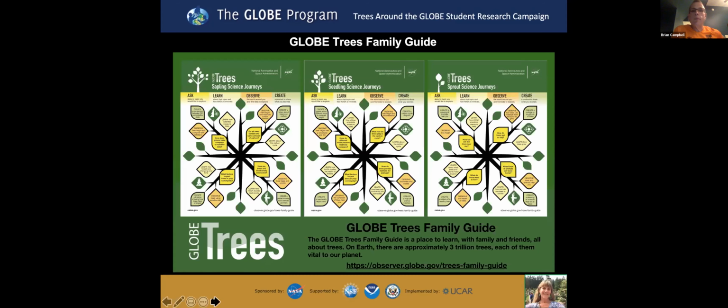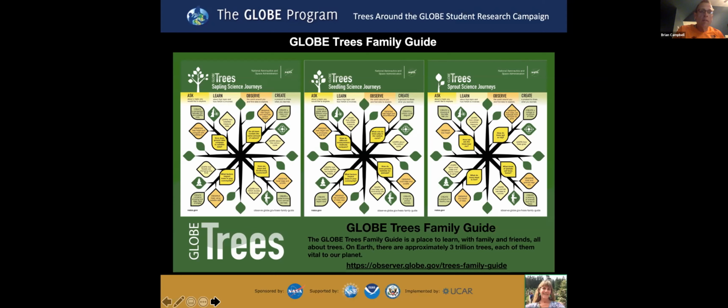And I like to point people to this GLOBE Trees Family Guide. This family guide is super exciting because it allows you to not just take tree height observations or even land cover observations, but it can bring you deeper into understanding what trees mean, what land cover means to local environments, to global environments, to climate change, all of these things. We have all these different missions looking at the Earth in different ways.